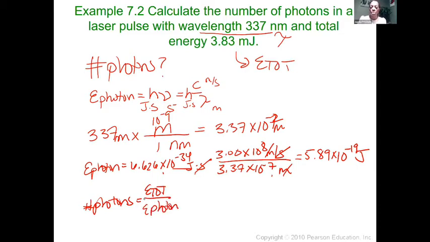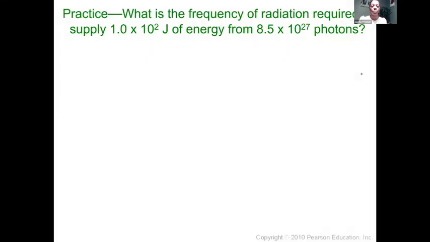But of course, we'd want to make sure that our units align. You notice that our total energy is in millijoules and our single photon energy is in joules, so we would need the two to match. So I'm going to first convert from millijoules to joules: take my 3.83 times 1 millijoule on the bottom, and 10 to the negative third joules on top. That gives us 3.83 times 10 to the negative 3 joules.